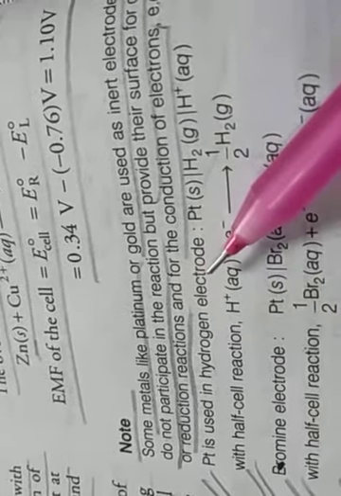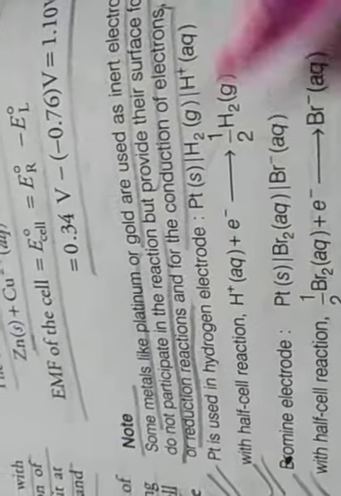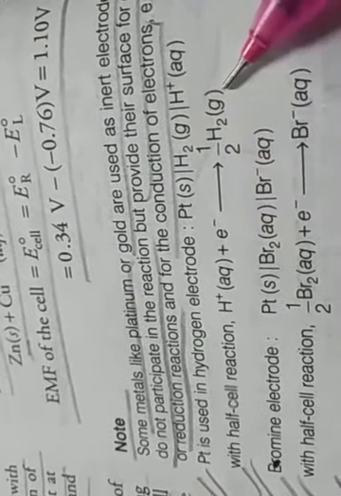For example, platinum is used in the hydrogen electrode. So platinum, vertical line, hydrogen gas converts into the H plus ion. Okay, with half reaction, H plus ion gains an electron and converts into half H2. Okay, clear?